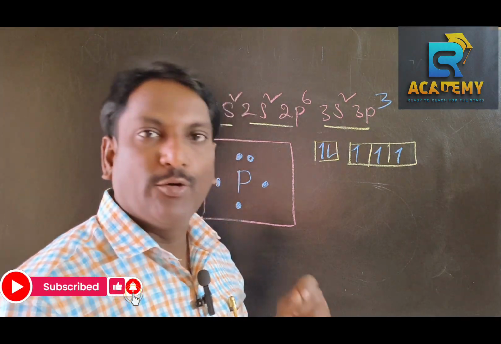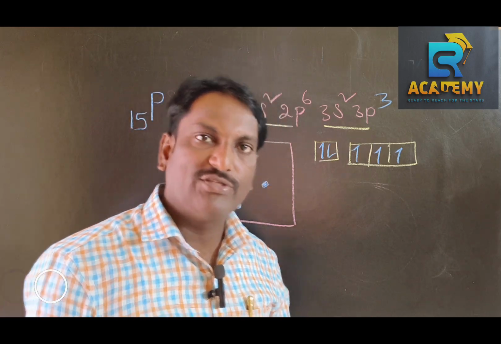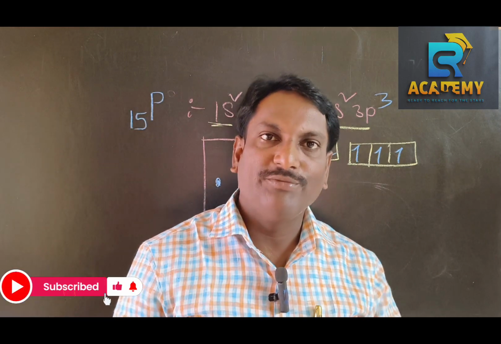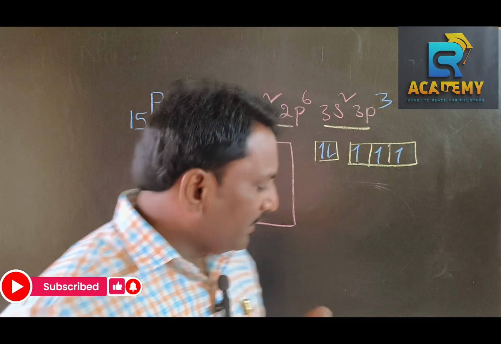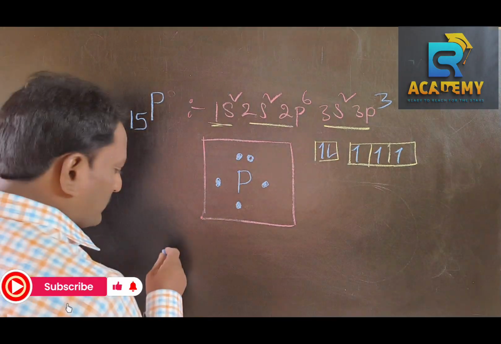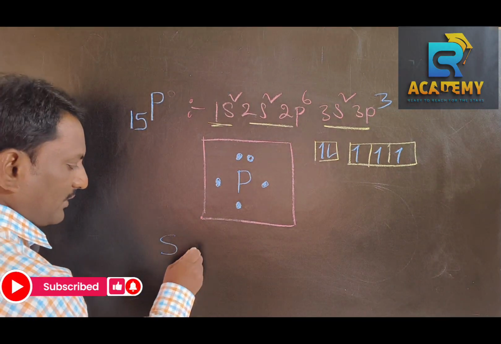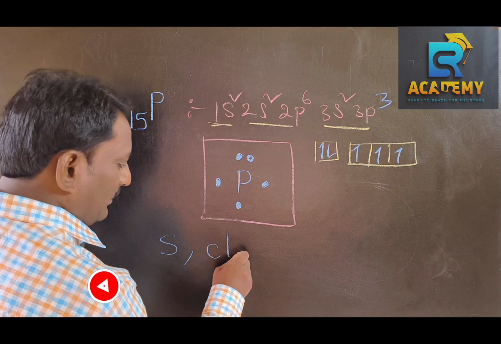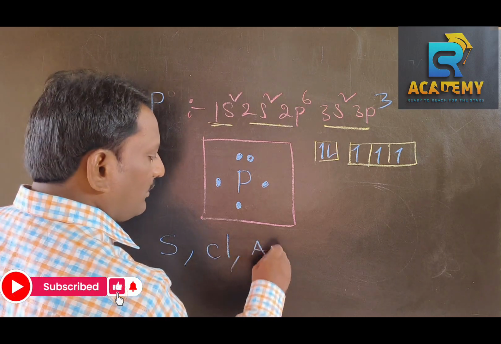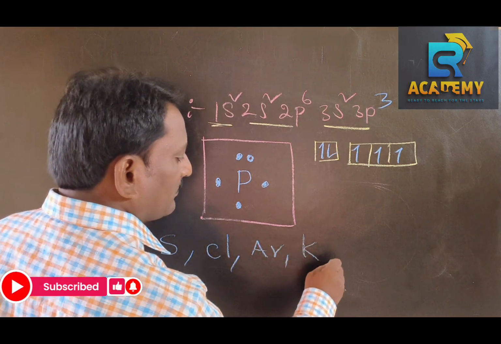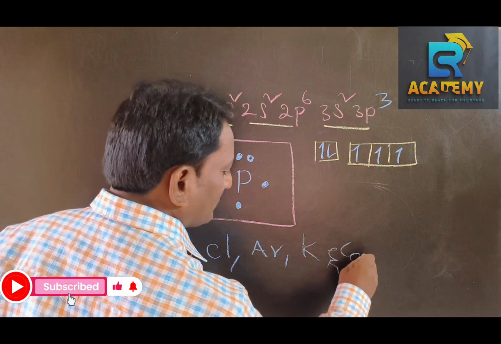Okay, right? I hope you understand how to draw the Lewis dot structure. Is it clear to you? Right. Now, please write yourself sulfur, chlorine, argon, potassium and calcium yourself.